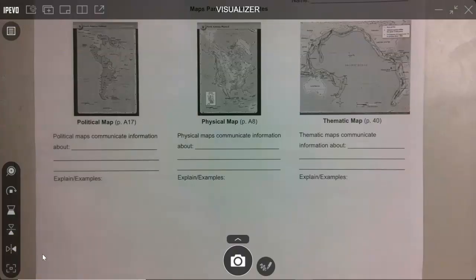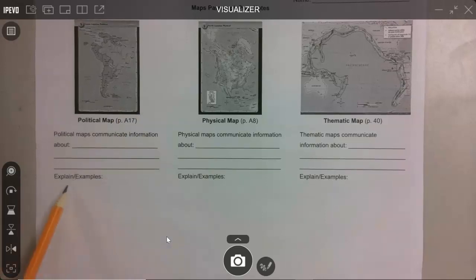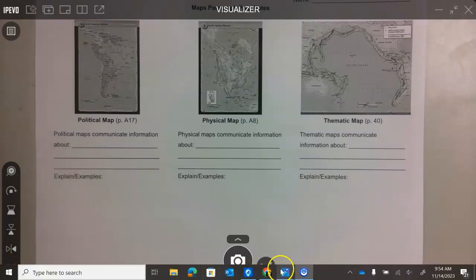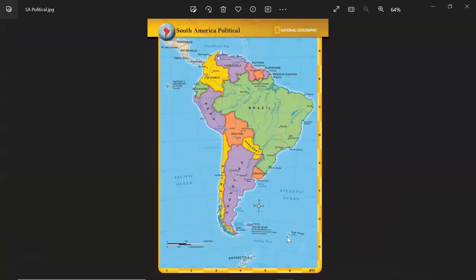So the next step then is to go to our political map on page A17. I'll put it up in a minute, and you're going to write down some examples. You're going to explain how it communicates information about these kinds of things with some specific examples from the map. So if I were to put this map back up on the board, if you were to look at this map, what would be some examples of information that it is communicating? So if you said political maps communicate information about countries, then give an example. What are some countries that you can see on this political map of South America?